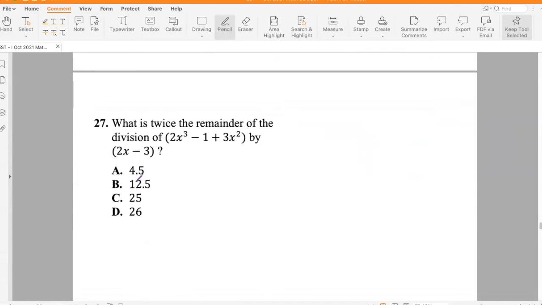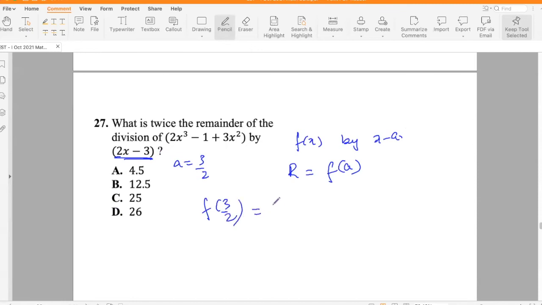What is twice the remainder of the division of this by 2x minus 3? So we can use the remainder theorem. So the remainder theorem says that when I divide f of x by x minus a, then the remainder is the value of the function at a. So here a will be taken as 3 by 2, right?